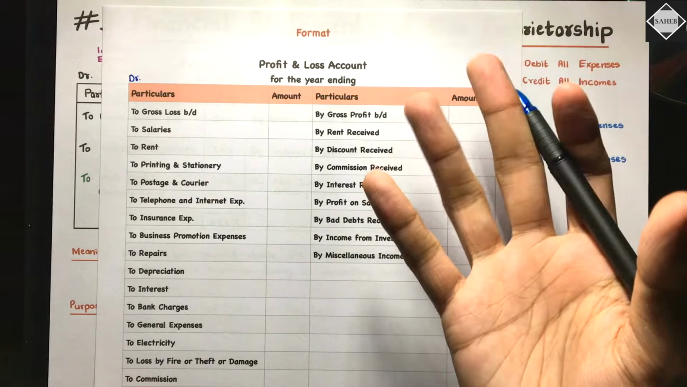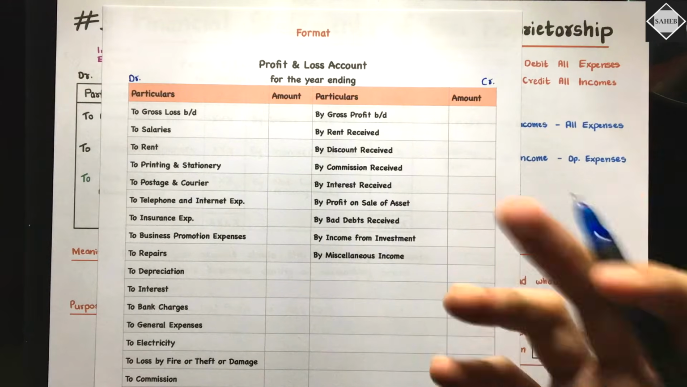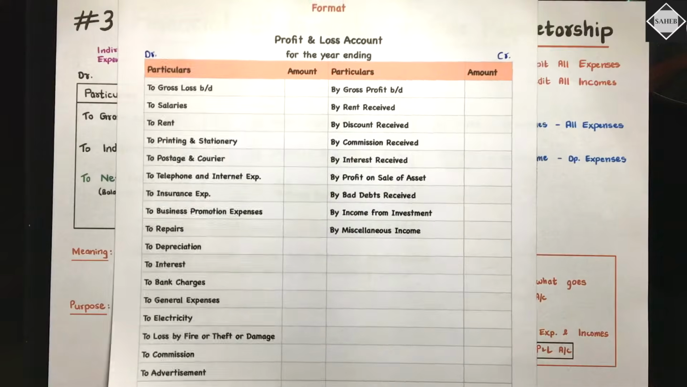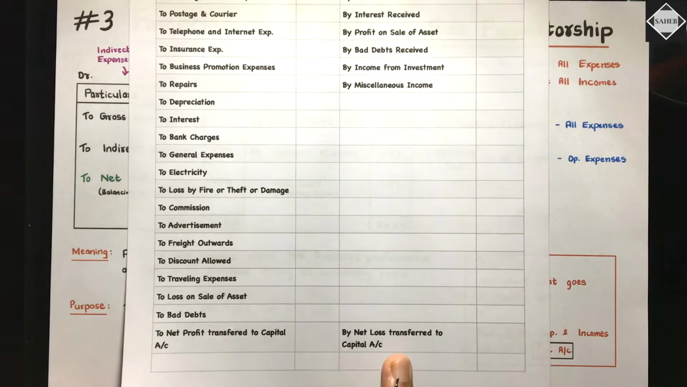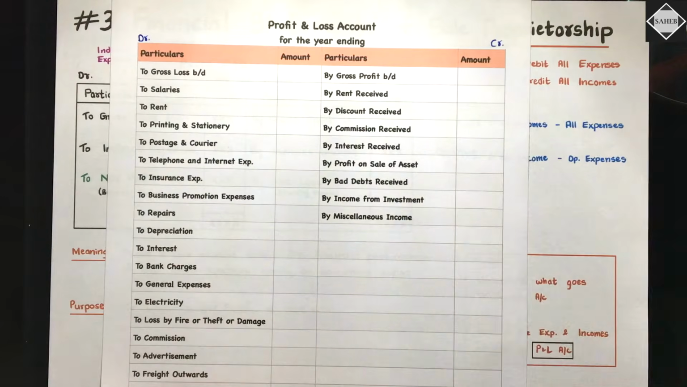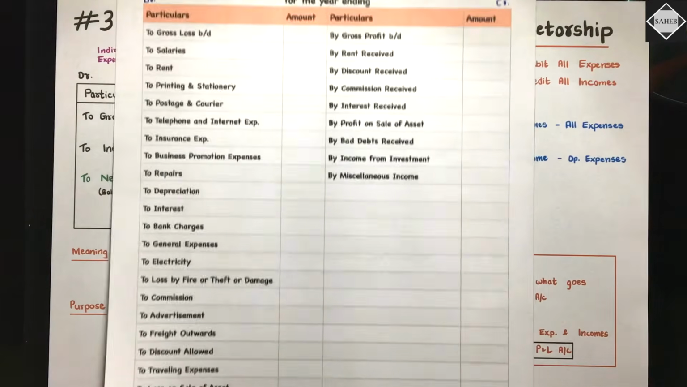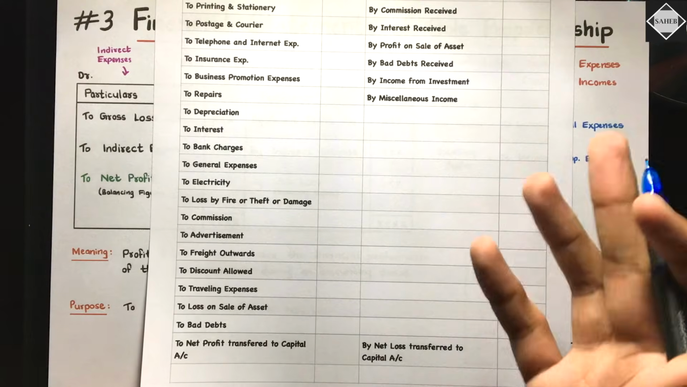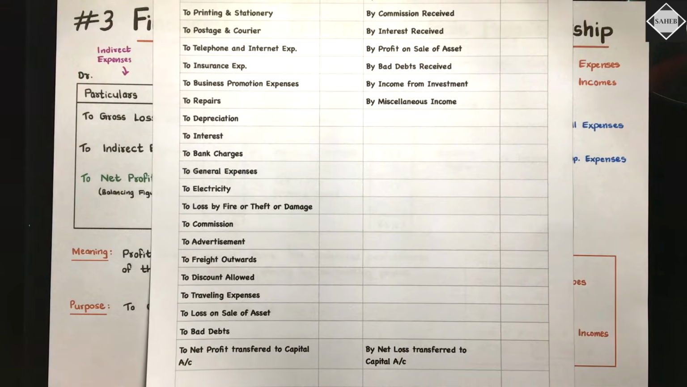If you have invested in any company, you're getting dividend, right? All that. Fine. And then, in the same case, either you will have net profit or net loss. Is that clear? So this is a detailed format just to give you an idea what all expenses or incomes can be there in your questions. There can be more also. This is just a general format, right?